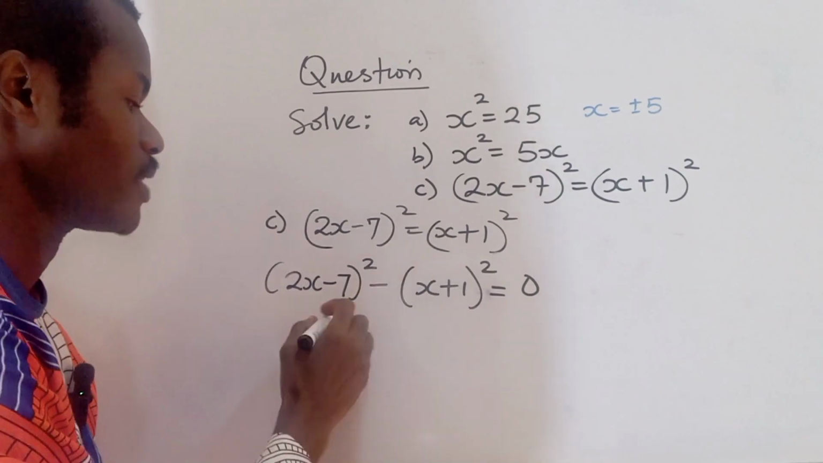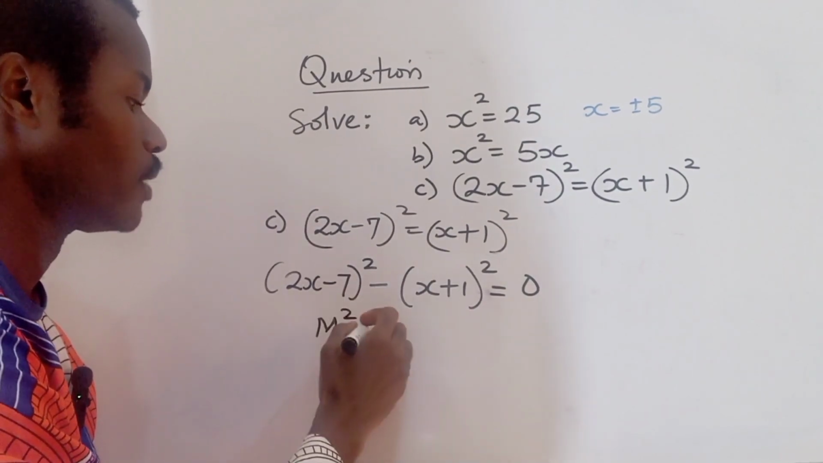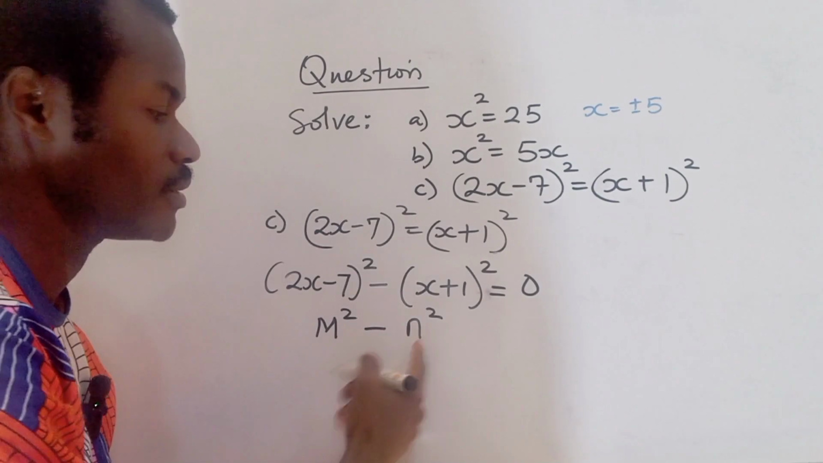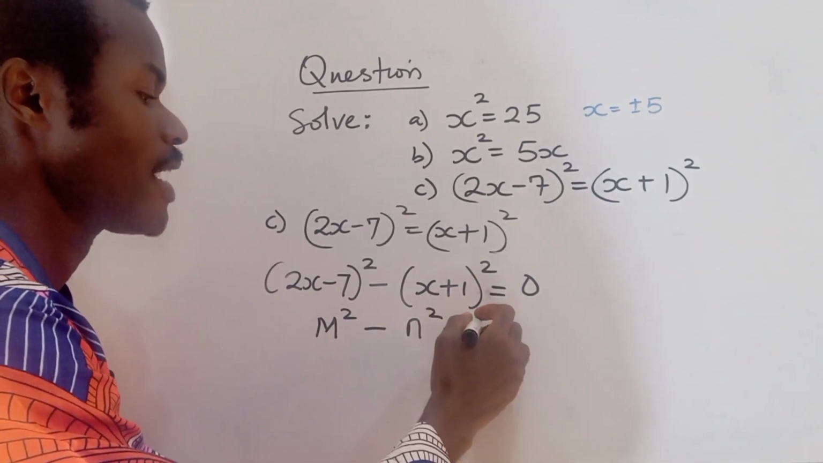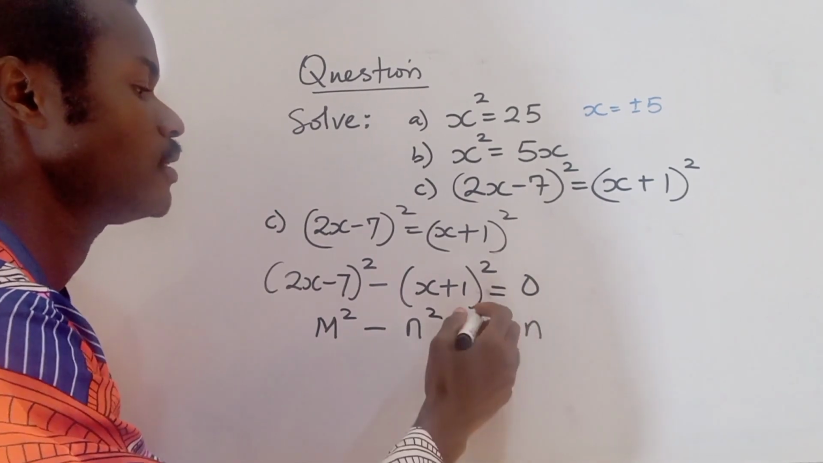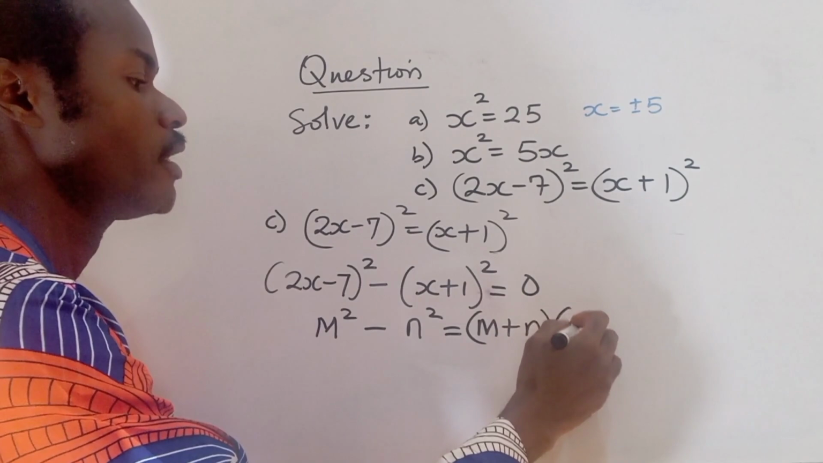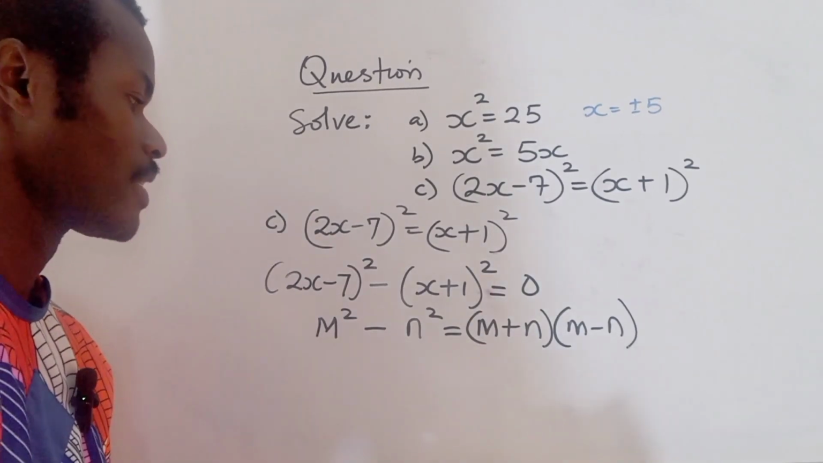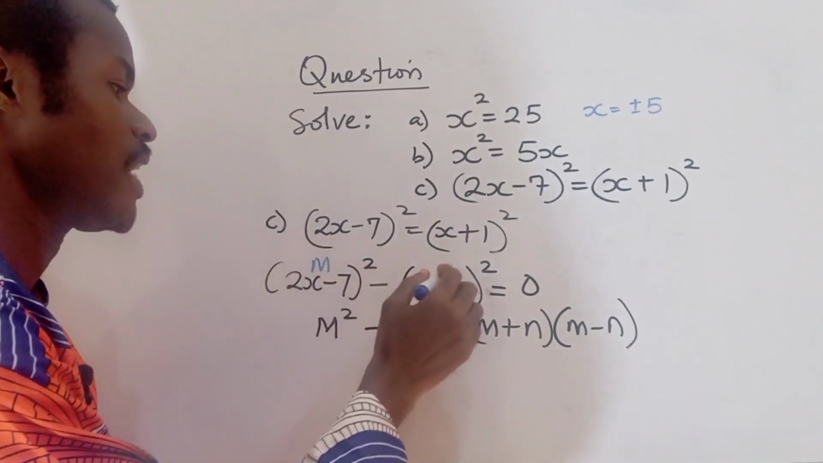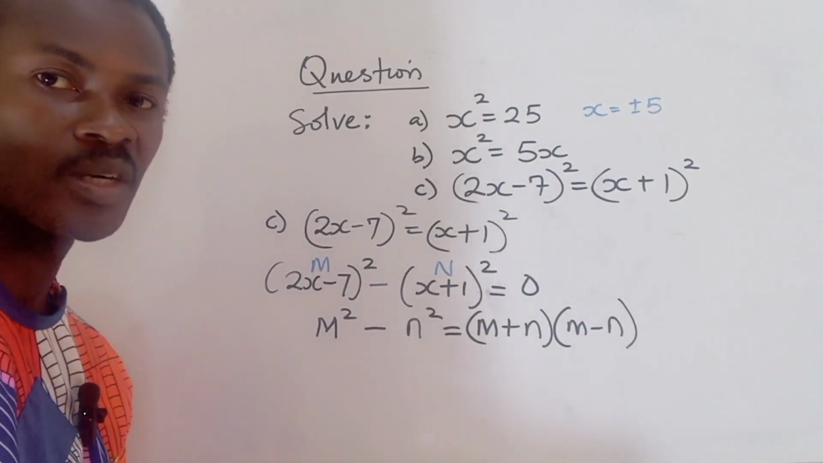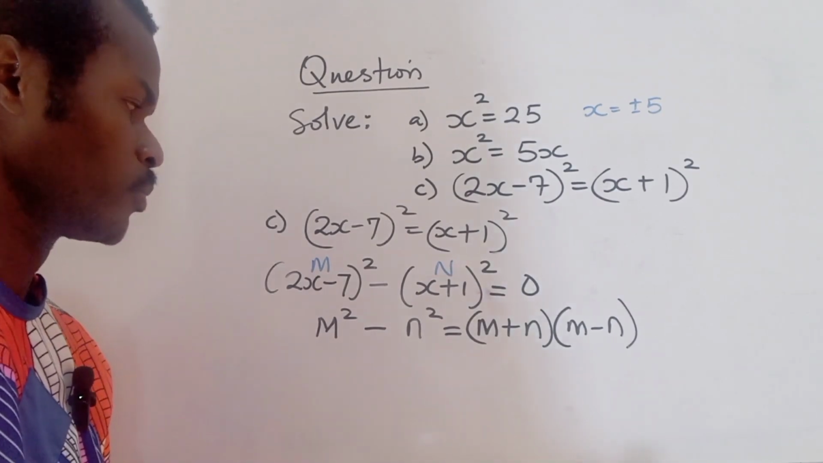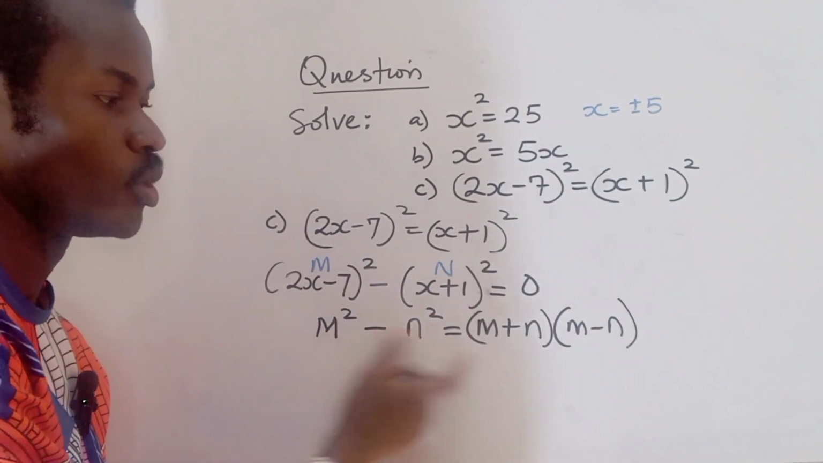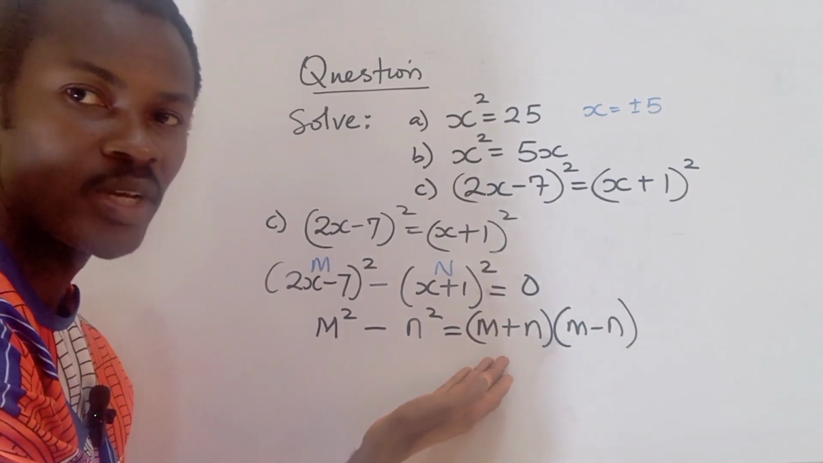Now, if you look at this, we can recognize something. This looks like m squared minus what? n squared. Difference of 2 squares. So I can write this as m plus n multiplied by what? m minus n. Right. So with this, I can refer to this as my m and this as my n. All right, so let us substitute, so this squared minus this squared looks like this. So we want to write it in this form. So let's quickly write it in that form.